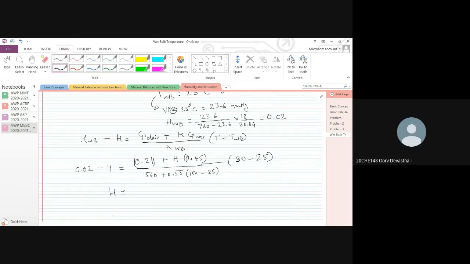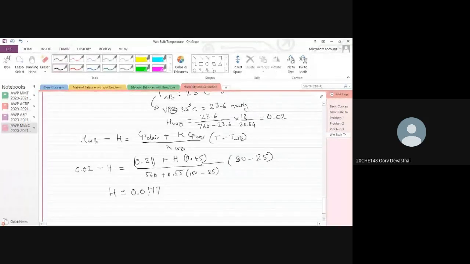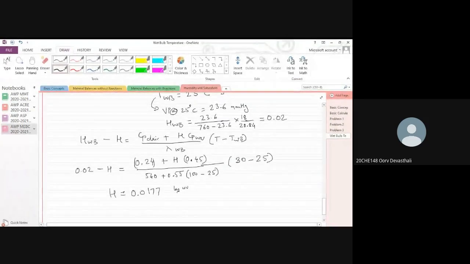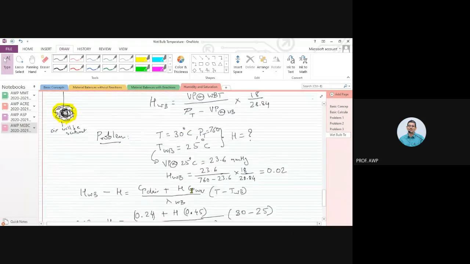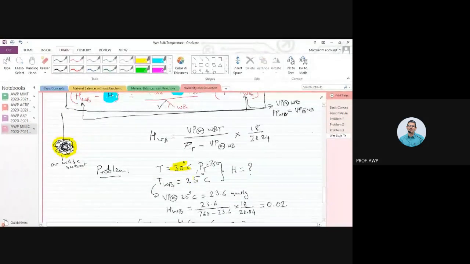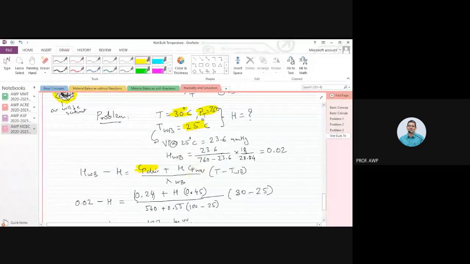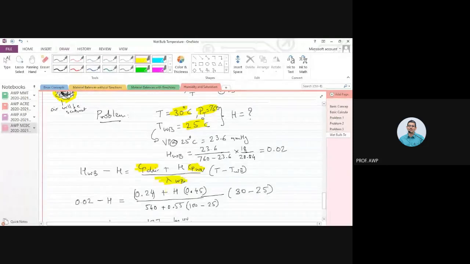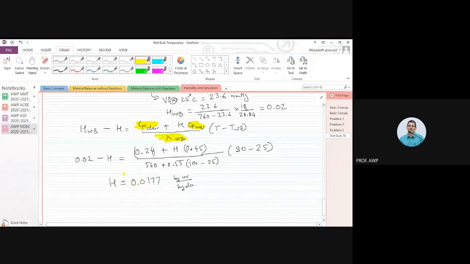So 0.0177 kg of water vapor per kg of dry air. Okay, so what we have is we have measured the temperature, we have measured the wet bulb temperature, we know the pressure, we know the values of Cp dry air, Cp water vapor, and lambda, and we have calculated the humidity of the air.